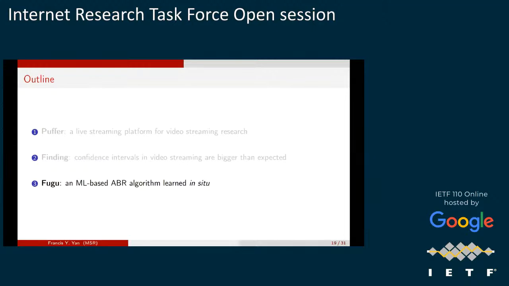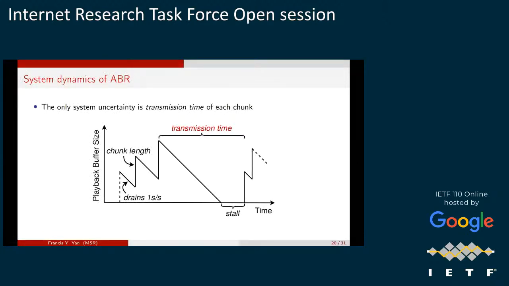In the final part, I'll describe how we leverage machine learning to train an ABR algorithm in situ, meaning in place on Puffer. The first step we took was to understand the system dynamics better. We can plot how the playback buffer changes over time. For instance, it drains 1 second per second while waiting for the next chunk. And once the chunk is received and appended to the buffer, its buffer size increases by the chunk length. You'll see the only uncertainty in ABR is the transmission time of a video chunk. That is simply how long it takes for a client to receive a video chunk since the chunk leaves the sender.